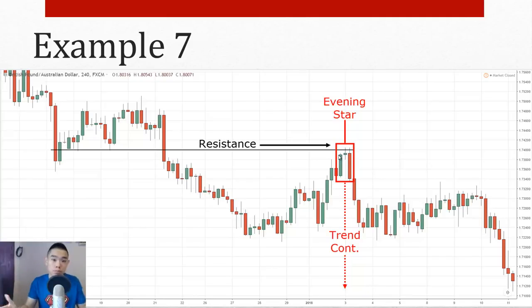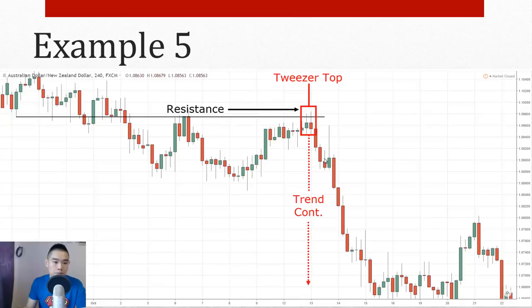Same for the tweezer tops and bottoms. If you see earlier the tweezer tops, the textbook example I shared, the highs were at the exact same level. But for this example, the second candle's high actually exceeded the first candle. Again, there are always variations to it.